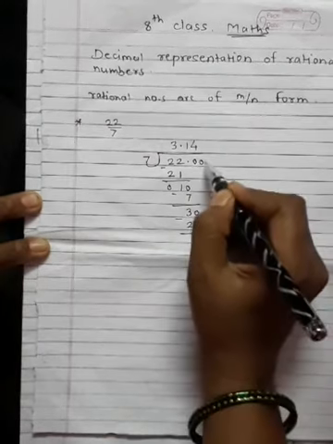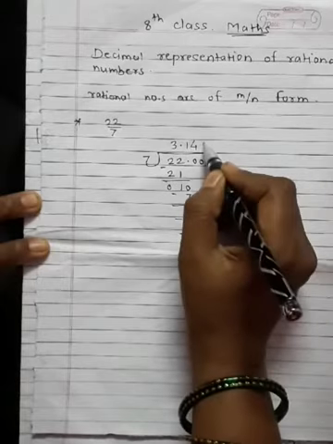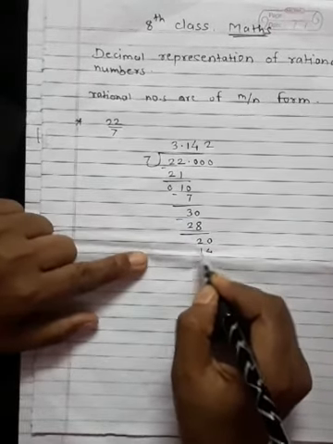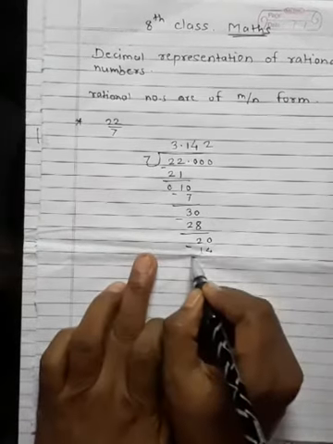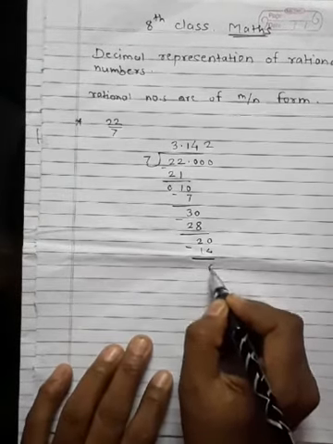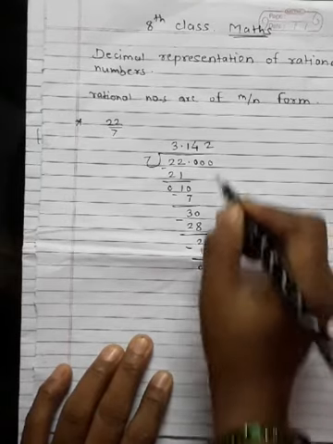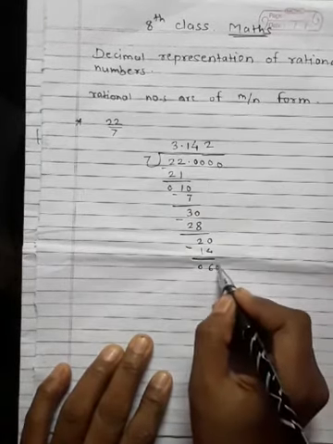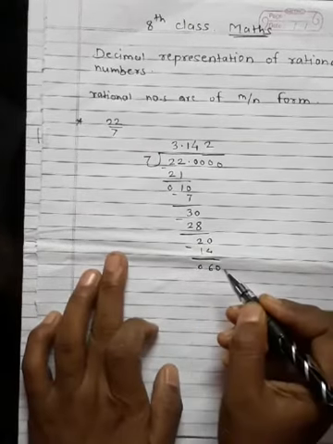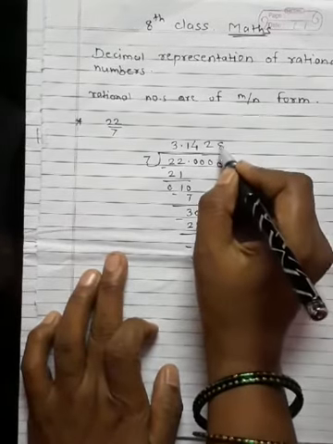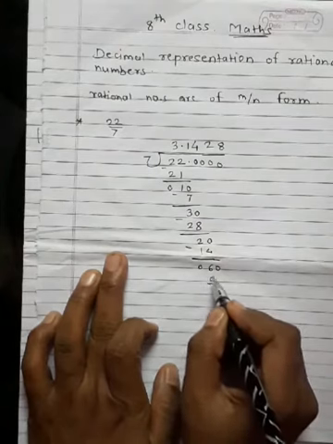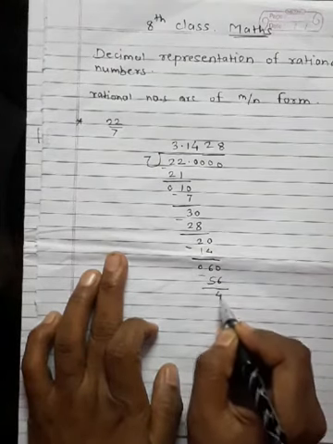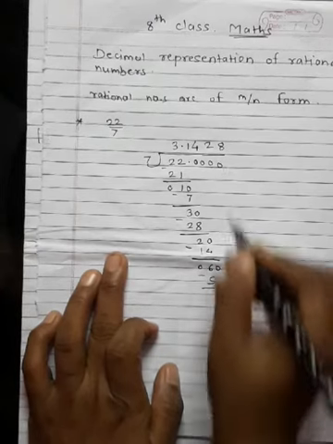Then again we take 0 from above. 7 2s are 14. Here 20 minus 14, that is 6. Then write here 0. Then again take 0. Then write here 60. 7 8s are 56. Then 60 minus 56, that is 4. Then write here 0 again.